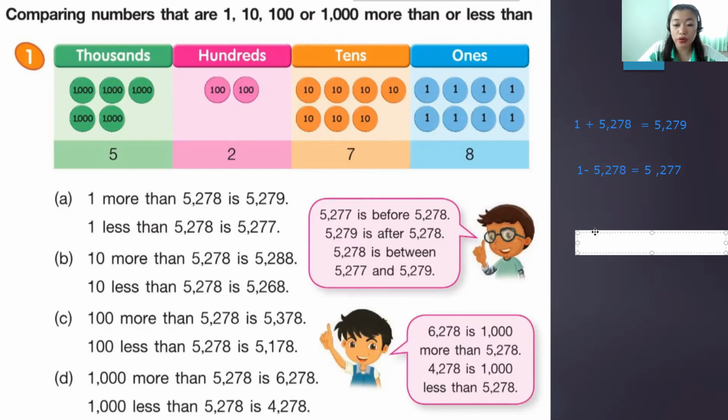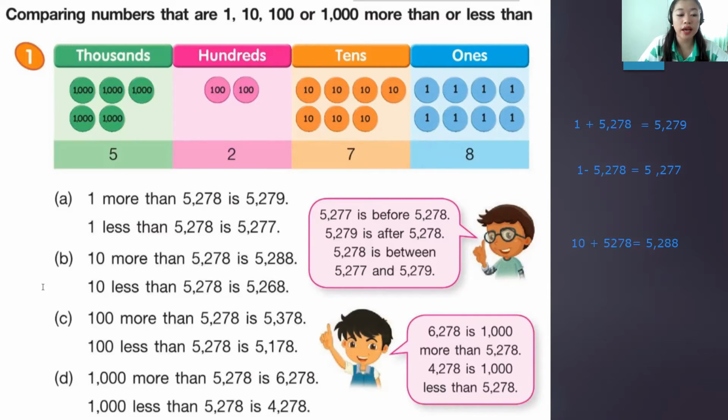If I say more than, you're going to add. So 10 more than 5,278 is equal to 5,288. Okay, so you're going to add.